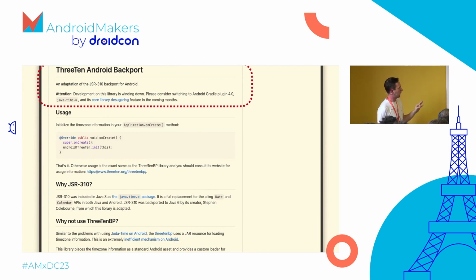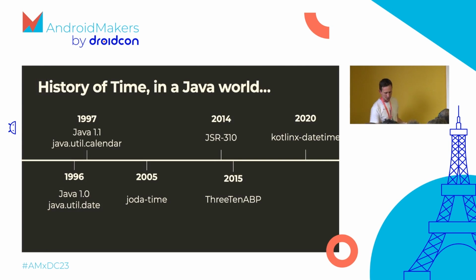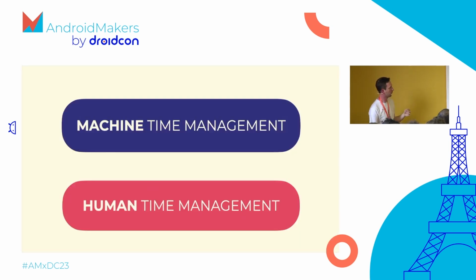Development of this library is winding down. Please consider switching to Android Gradle 4.0, java.time, and adding the core library desugaring. If you look at the link for core library desugaring, it's because we can use Java 1.8, and we have all the APIs to desugar, so we are good to use java.time, which is the next one, the JSR 310 and java.time. This API can be done according to two main models.